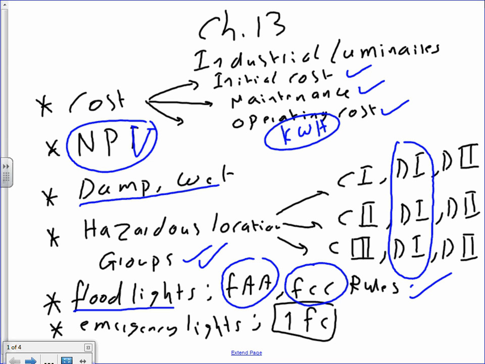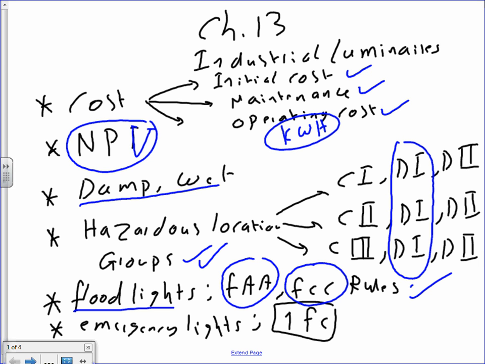Right? You're going to get an explosion. So when you have a hazardous location, we'll talk about hazardous locations later on, guys. There's Class 1, Division 1. That's flammable gases. Class 2, combustible dust. Ignitable fibers are Class 3. Flammable gases, combustible dust, ignitable fibers.